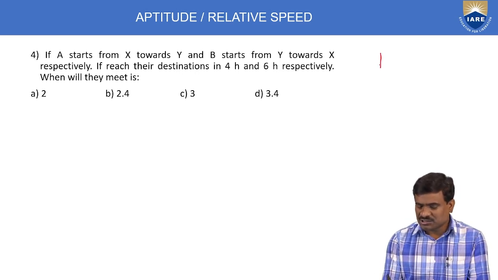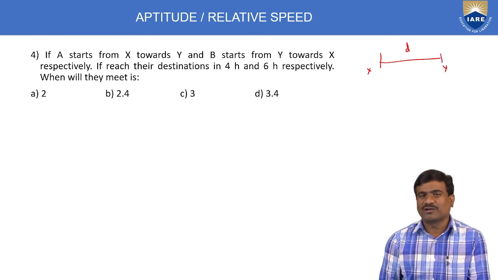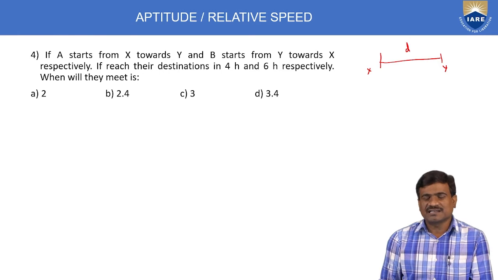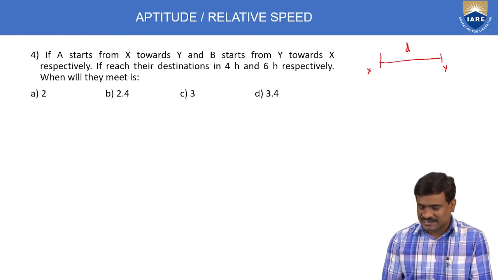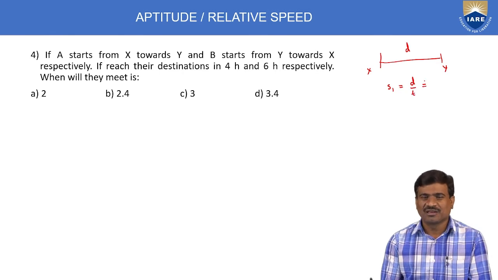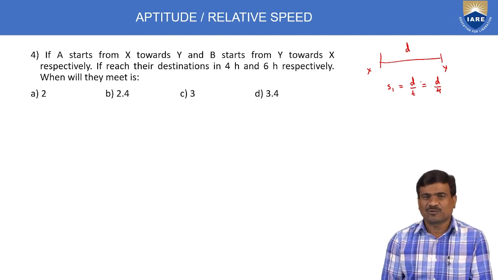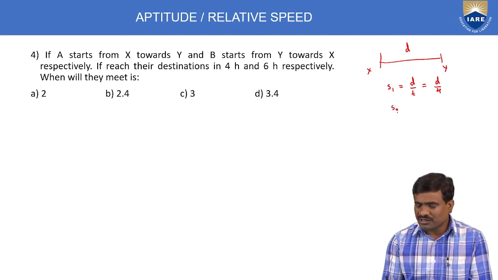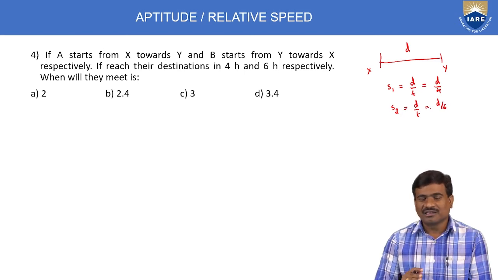Here the method: X towards Y, Y towards X. The X towards Y distance is the same as the Y towards X distance. Consider the distance D and find the X towards Y speed. Speed is equal to distance by time. The X towards Y time duration is 4 hours. Therefore the speed is D by 4. And also calculate the Y towards X speed, distance by time, with time 6 hours, D by 6.